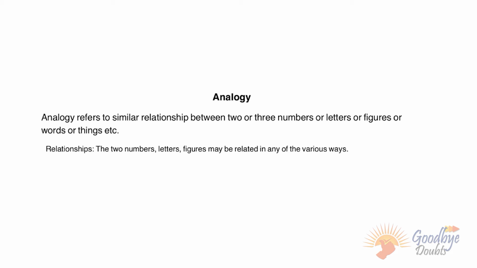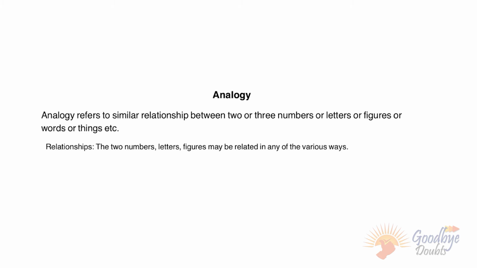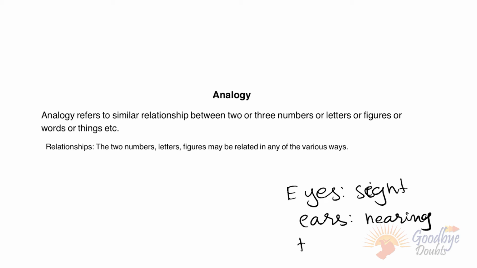It refers to a similar relationship between two or three numbers, letters, figures, words, things, etc. That's all very vague. What does that mean? Let's take an everyday example to understand what an analogy actually is. If I asked you that eyes are related in some manner to seeing or sight or vision, and in that same manner ears are related to hearing, and if I then asked you tongue is related to what, most of us would be able to answer that this is tasting. So this is what an analogy is.